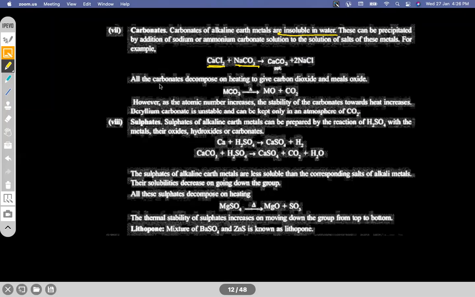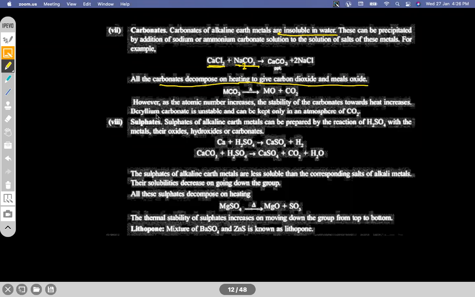All carbonates decompose on heating to give carbon dioxide and metal oxides, MO and CO2. It should be Na2CO3, 2 is missing over here. Na2CO3, yes. As the atomic number increases, the stability of carbonates towards the heat increases. And why does this happen?